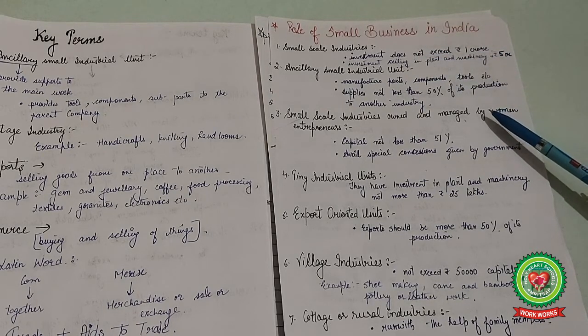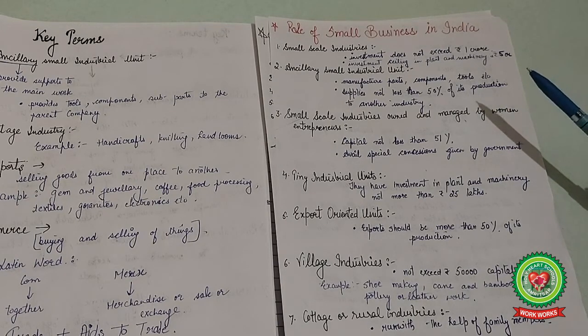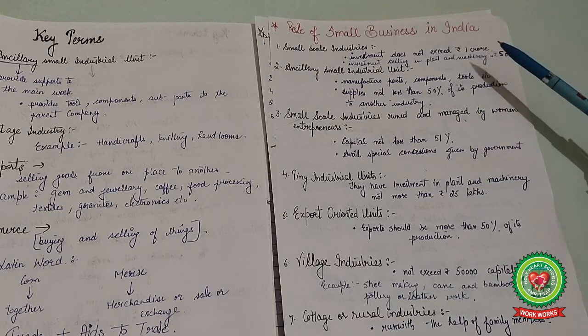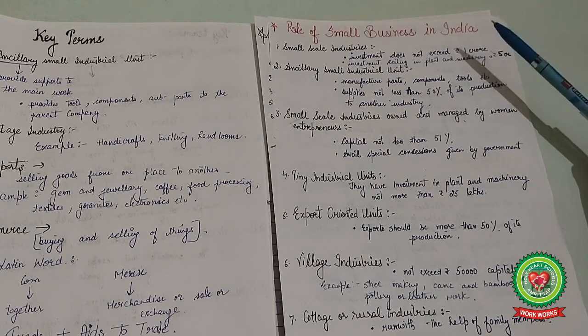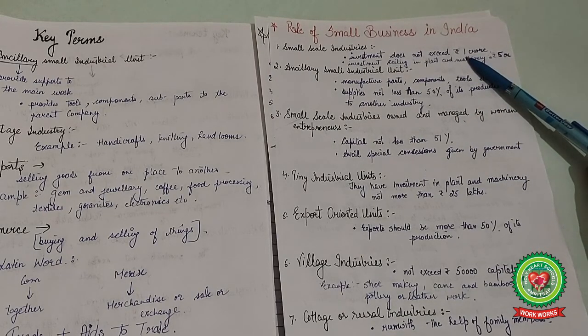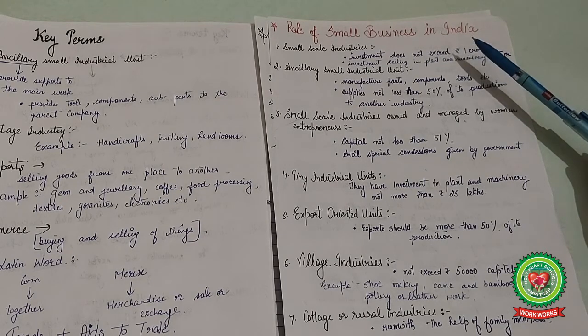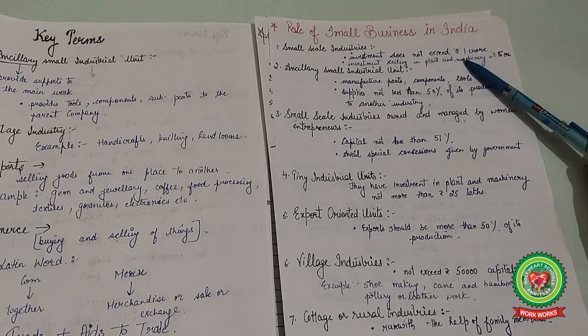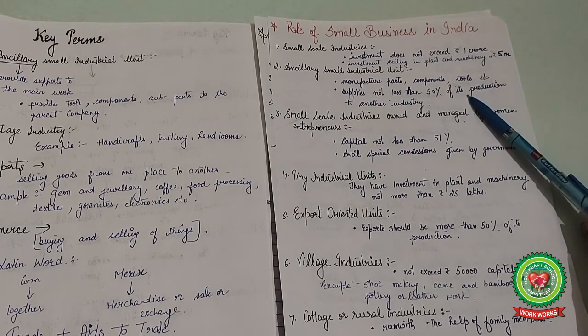Small scale industries include shoemaking, shopkeepers, maybe some paper industry, or copy industries that make copies or pages. Likewise, water bottle industries or toy industries that produce limited products in society. Next one is the ancillary small industrial unit.